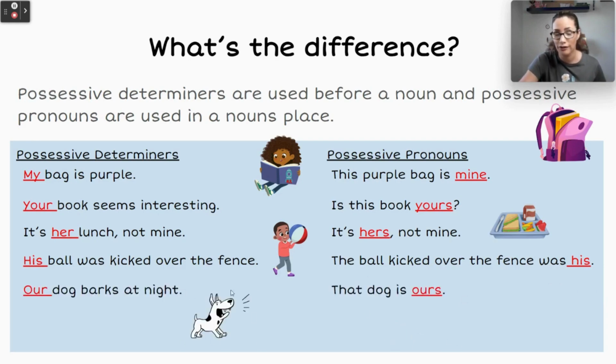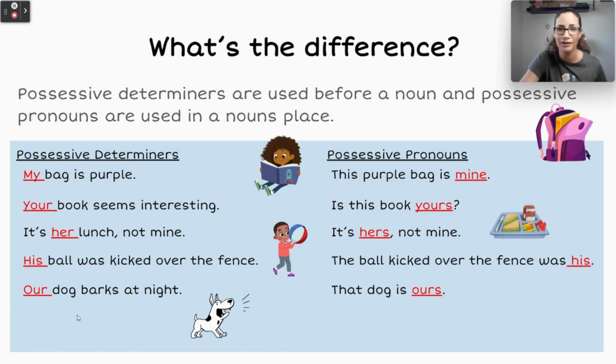Here we have a dog, and the dog is barking. So let's see our possessive determiner sentence. Our dog barks at night. Our dog. The dog belongs to me and other people or someone else. Our dog. Nuestro perro. Our dog barks at night.